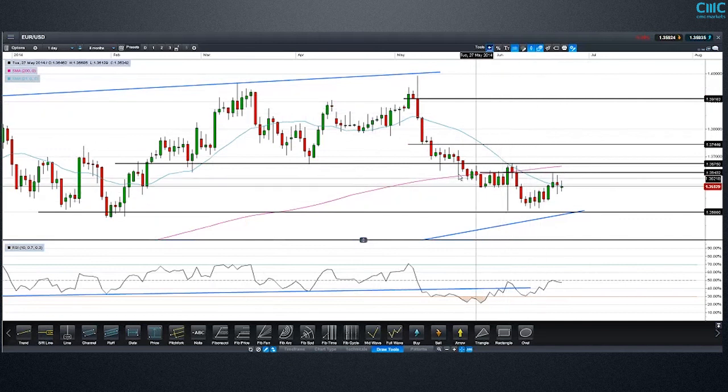But for the time being, it is forming lower highs and lower lows. Arguably this is a higher low if you count that as one and that's another. So a break above here would be a reversal of this short-term downtrend.